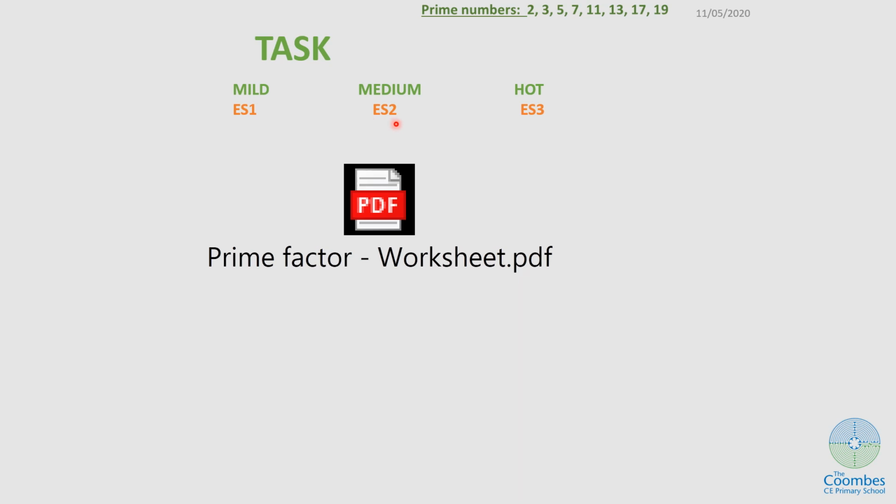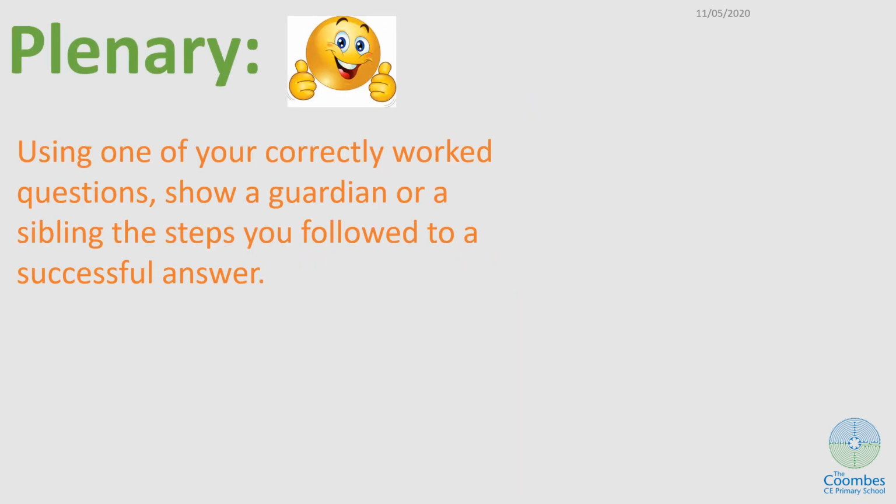The same for medium. Medium is on page 3 and the answers are on page 4. Again, don't look at the answers, do the work first. And same applies for the hot. Hot is on page 5 and your answers are on page 6. Now what I want you to do is to select one of the questions that you did really well at, then call a guardian. If they are busy, call a sibling and show them the steps you followed to get the correct answer.